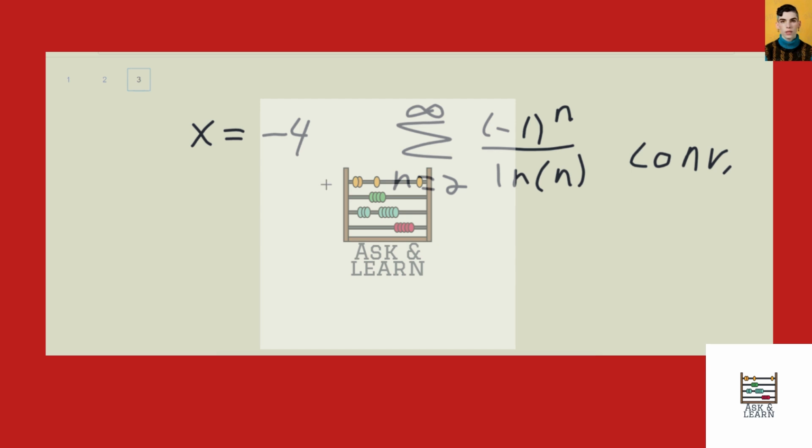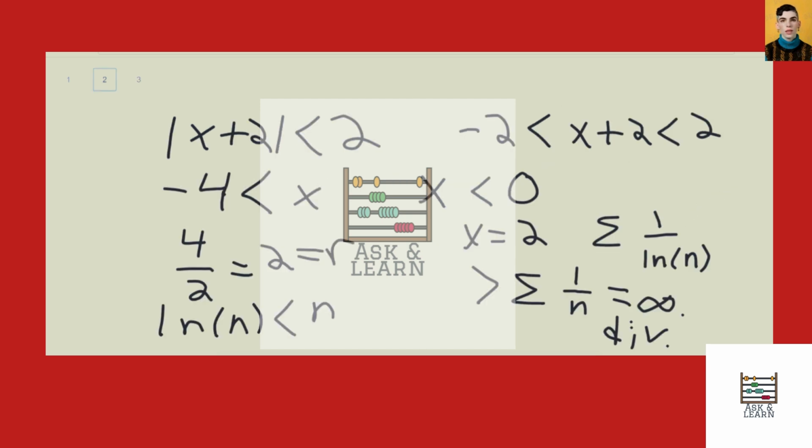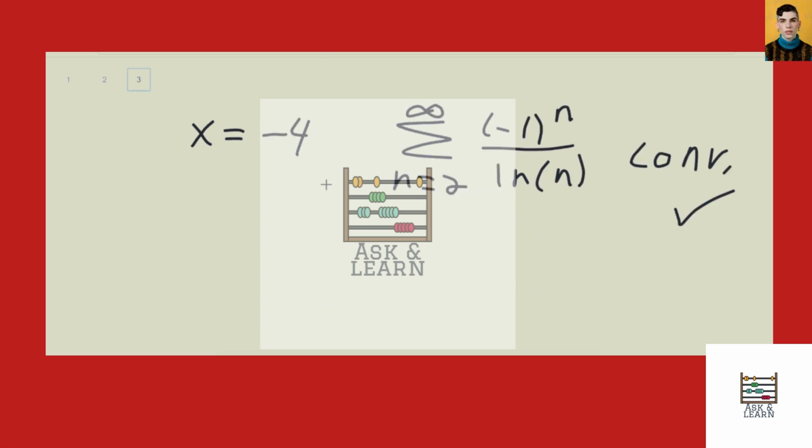So we do want to include minus 4, but we do not want to include 0. 0 gives us divergence, minus 4 does not. So minus 4, we include that. 0 is bad, so we throw that out.